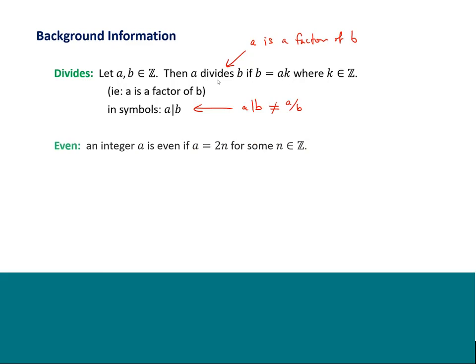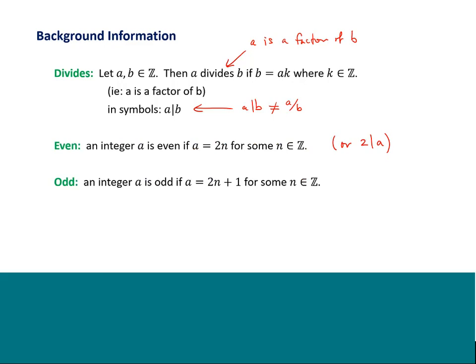The second thing is the definition of even. We've actually already talked about the definition of even, but I put it here again just as a reference. Some integer a is considered even if a can be written as 2 times some integer. Notice this is exactly the same thing as saying 2 divides a, or 2 is a factor of a.